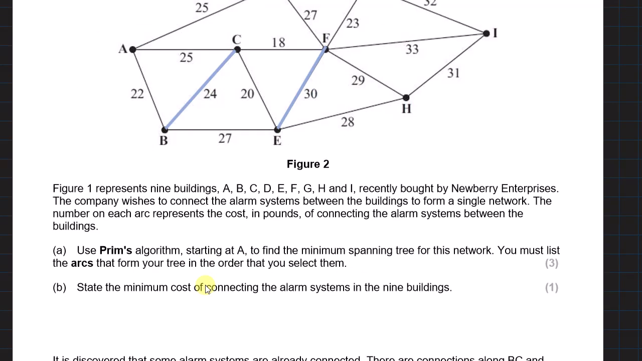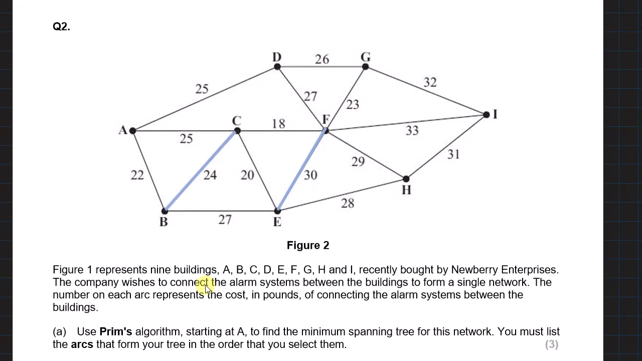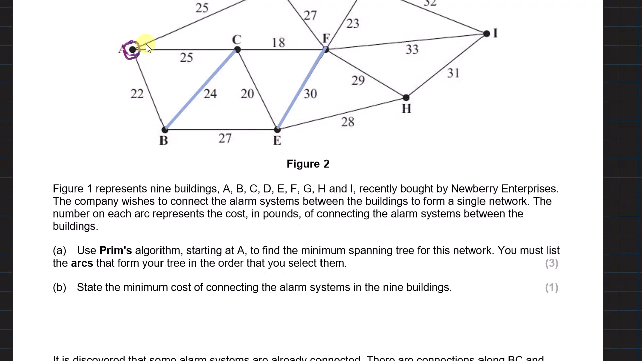The next one, using Prim's algorithm, start at A and find the minimum spanning tree for the network. You must list all the arcs you form in your tree in the order you select them. So starting at A, Prim's algorithm says add the next cheapest arc to your existing network. Well, my existing network is only A, so I can do A to B for 22.